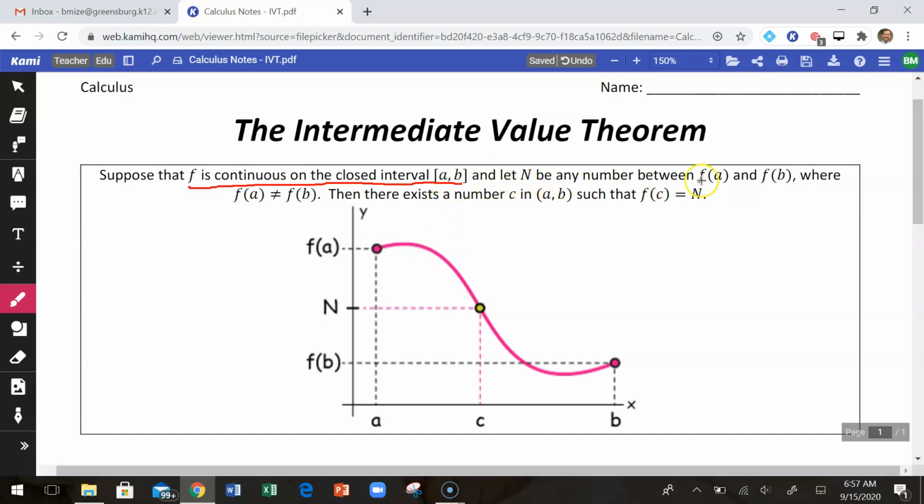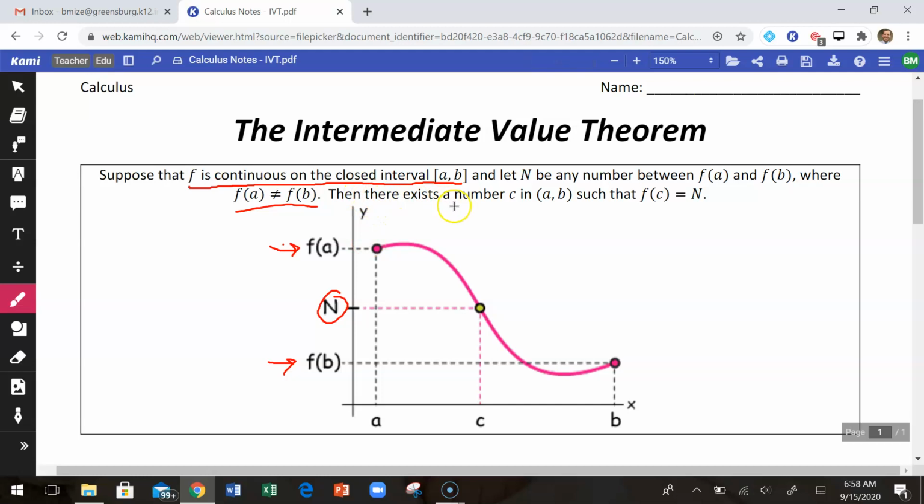Okay, and let n be a number between f of a and f of b. So what that's saying is n is some y value between the y value at a and the y value at b. And note that f of a is not the same as f of b. So the y values at a and at b have to be different. N is some y value in between those y values. And that's just our setup. So f is continuous. We have two different y values at those x values of a and b, and then there's an n in between those.